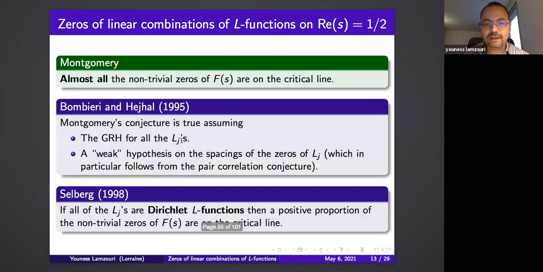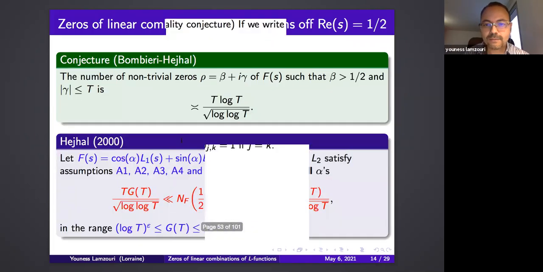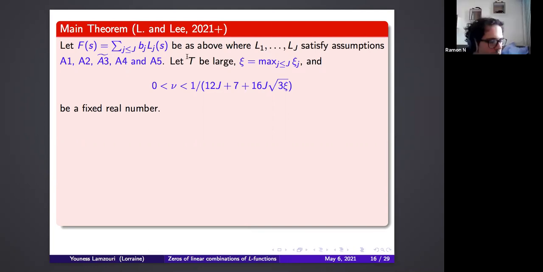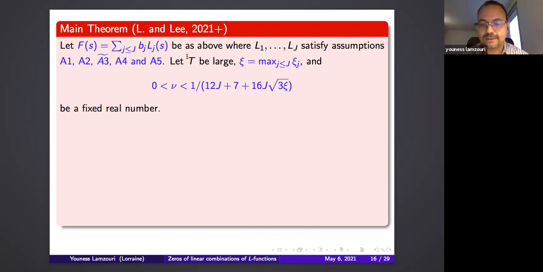Once you take a linear combination, you can show that most often, on long segments, one of them dominates the others. And so it's this one that creates the zeros, more or less. That's on the half line, but off the half line, it's a bit different.